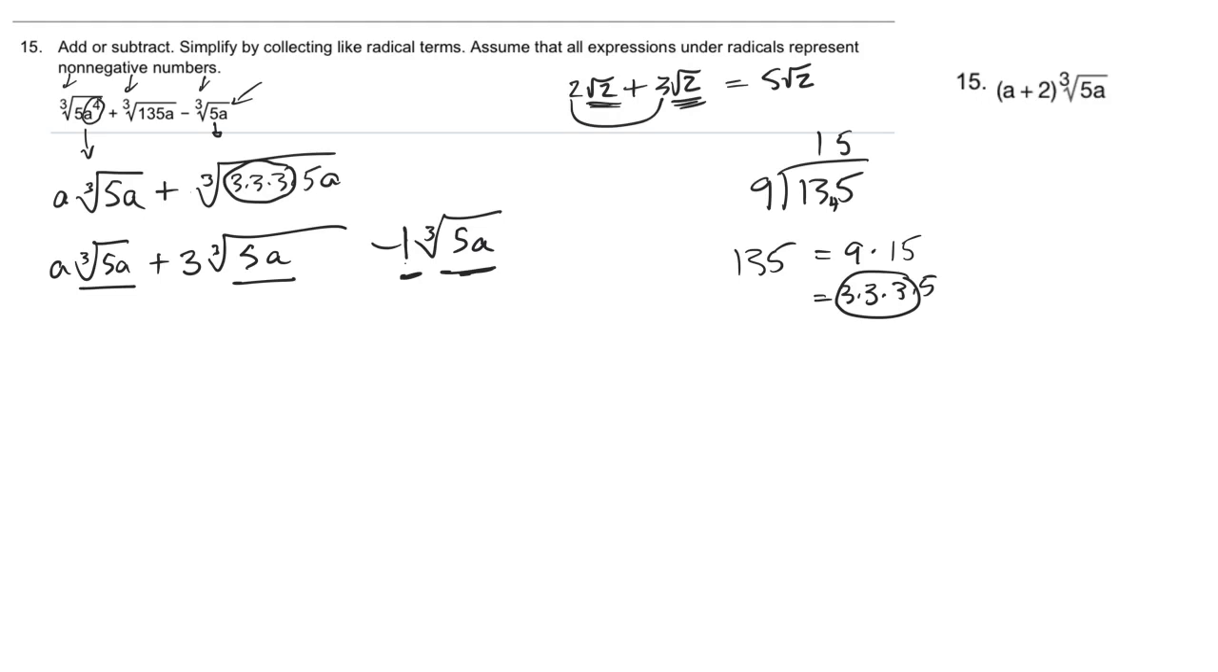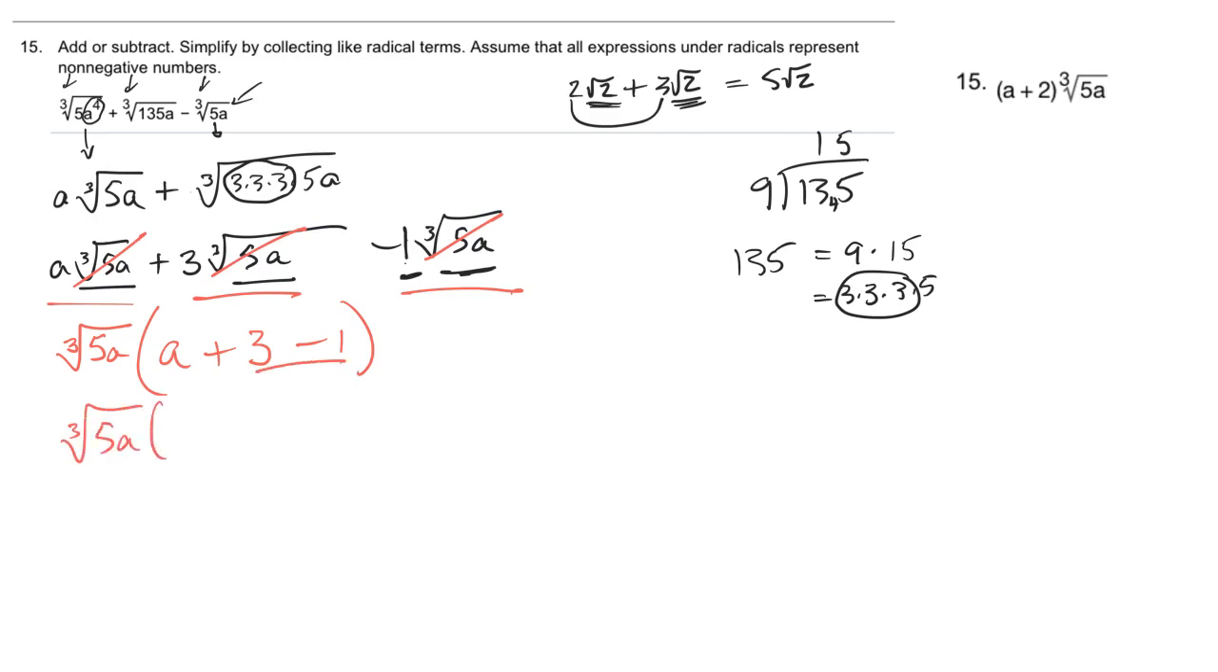I sort of like thinking about this a little bit differently. Here's a term, here's a term, here's a term. They all have a cube root of 5a in it. So why not factor out a cube root 5a? If you take it out of here, you're left with an a. Take it out of there, you're left with a 3. Out of here, you're left with a minus 1. And then you can simplify that a little bit because 3 take away 1 is 2. So this would be a plus 2.